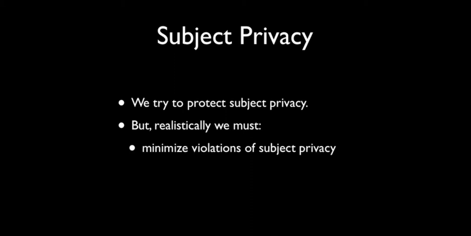A concern for any human subject researcher is subject privacy. It is our responsibility to protect our subjects' privacy. Being realistic, we must strive to minimize violations of our subjects' privacy, and we must maximize our efforts to protect any information our subjects give us. We have two basic tools that we use to protect our subjects' privacy: confidentiality and anonymity. Let's talk about these in turn.